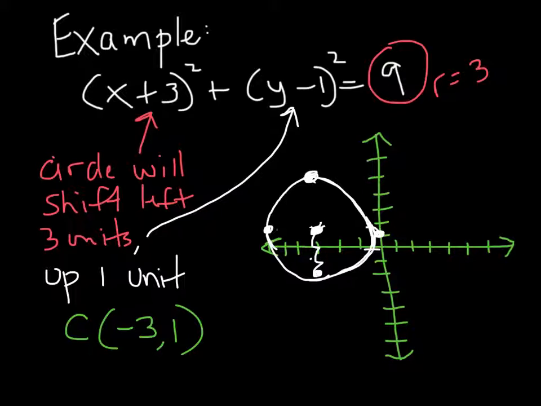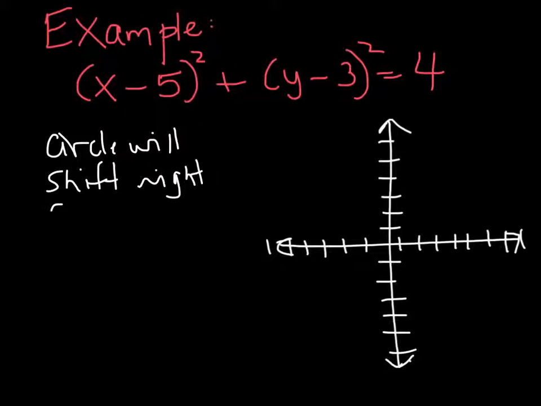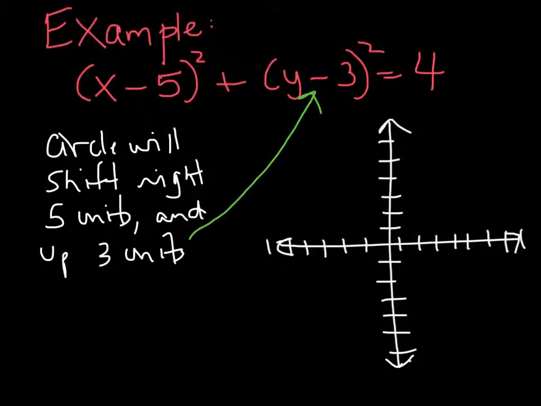Okay, let's try one more example. This one has both minuses, like the very first standard form with the 2 minuses in there. So my circle will shift right 5 units, because of this, and it's going to go up 3 units, because of that. And over here, I'm going to look at this: my radius is 2.